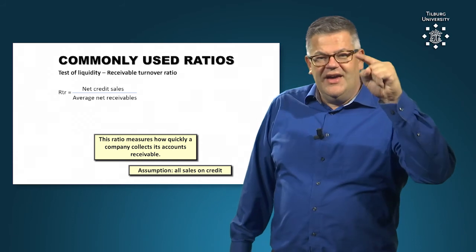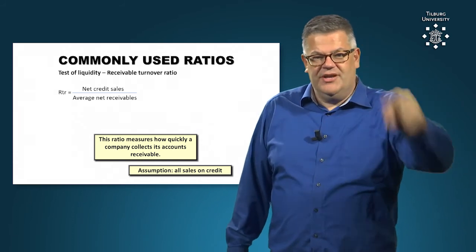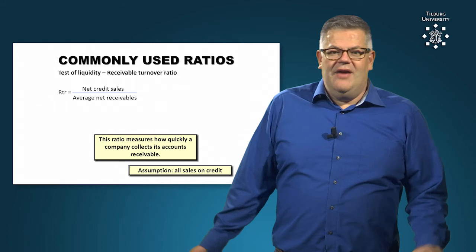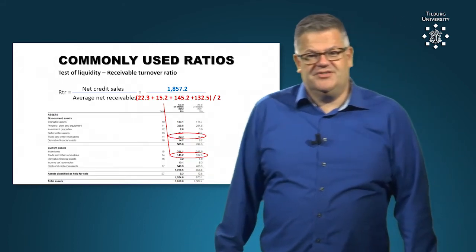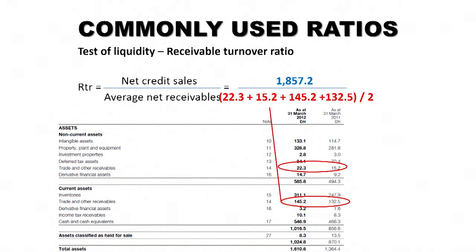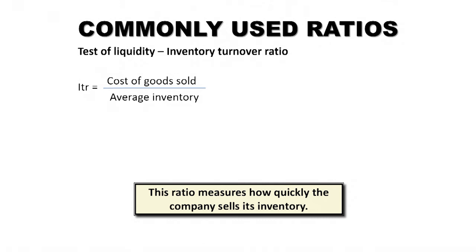How quickly did I collect my money? And we assume that all sales are on credit. We know that it's not true. We take the average net receivables, longer than a year, shorter than a year, and then we find out that it is particularly good. Then we get the inventory turnover ratio.